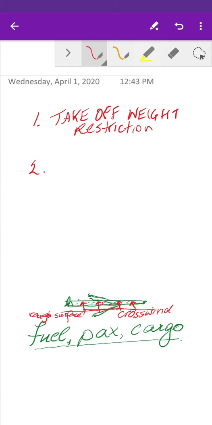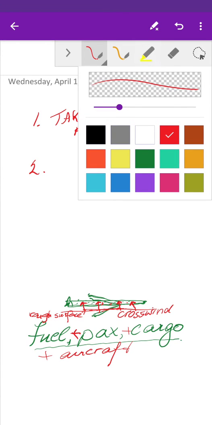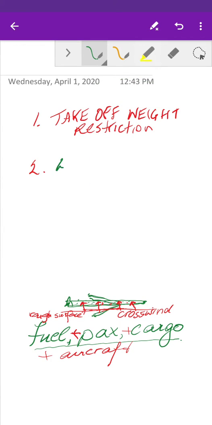So we've got to keep in mind that we cannot exceed a particular takeoff weight. We've got to add the fuel, add the passengers, add the cargo, add the weight of the aircraft, and all together that needs to be under a certain amount. The other restriction we've got is the landing weight restriction. So I'll put here landing weight restriction.